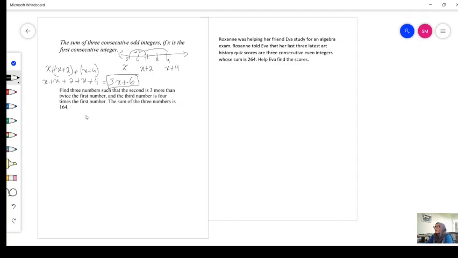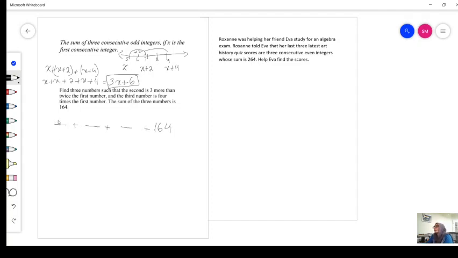So I have, for example, 3 numbers. I would just draw a line: 1, 2, and 3. They said the third number is 4 times the first, and the sum of the 3 numbers is 164. So I'm just adding these 3 numbers, and they will equal 164.